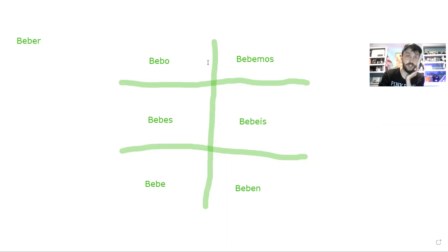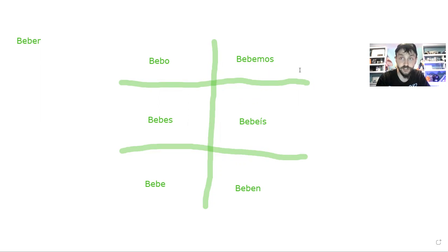Okay, so here's your conjugated verbs for beber. Yo bebo, tú bebes, él bebe, ella bebe, usted bebe. Nosotros bebemos, nosotras bebemos. Vosotros bebéis, vosotras bebéis. Ellos beben, ellas beben, y ustedes beben.